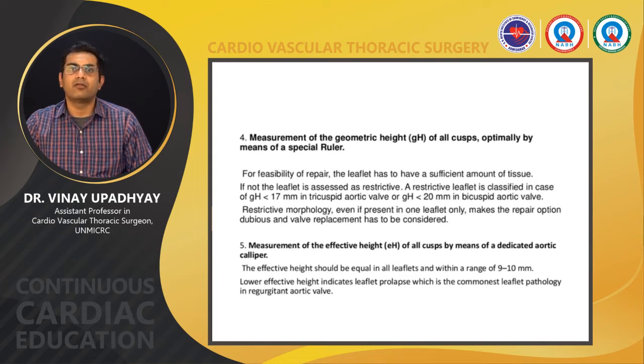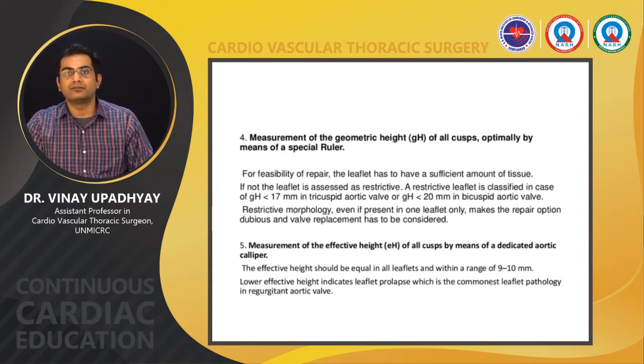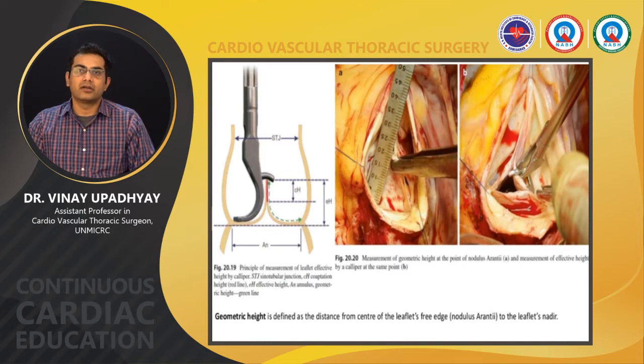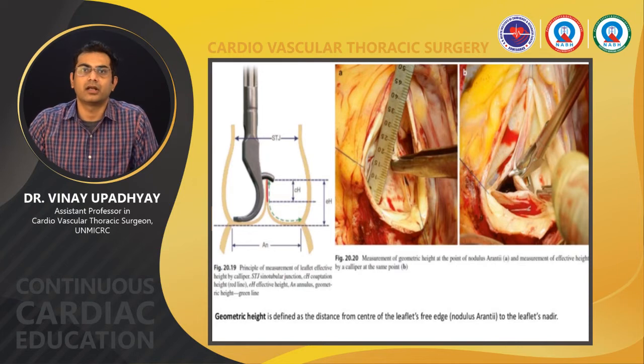Restrictive morphology, even if present in one leaflet only, makes the repair option dubious, and valve replacement has to be considered. Measurement of effective height of all the cusps is done by means of a dedicated aortic caliper. The effective height should be equal in all the leaflets within a range of 9 to 10 mm. Lower effective height indicates leaflet prolapse, which is the commonest leaflet pathology in regurgitant aortic valve. This picture shows how we measure the effective height and coaptation height.